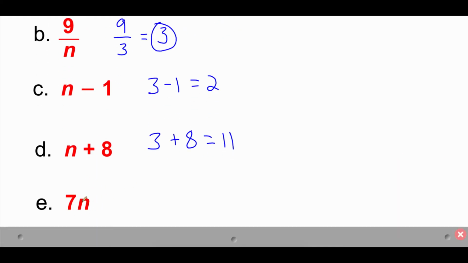One more example here, we've got 7n. Now there's no operation written there, but since these are written right next to each other, remember that means we're going to multiply these together, and again, we're plugging in that 3. When I write this out, I am going to put the dot in between there, so I'm going to go 7 times 3. Remember, putting the dot in there means the same thing as writing those right next to each other. 7 times 3 should give us an answer of 21.